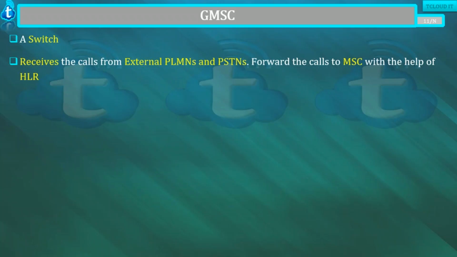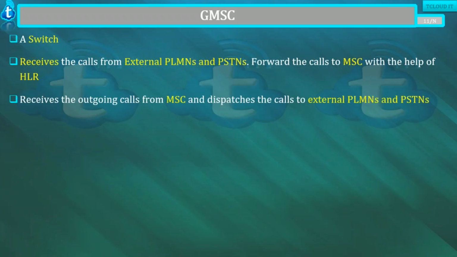That's one of the jobs GMSC does. Reverse. If MSC sends any outgoing calls to GMSC, if MSC finds out that one user is not in his network, what is MSC supposed to do? Whenever MSC finds out, by referring to its VLR database, that a particular user is not in its network, it recognizes that the second user is not in its network. You are trying to make a call, but the person you are calling is not in your network. MSC simply forwards the call to GMSC.